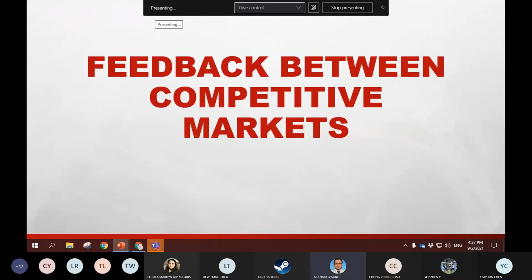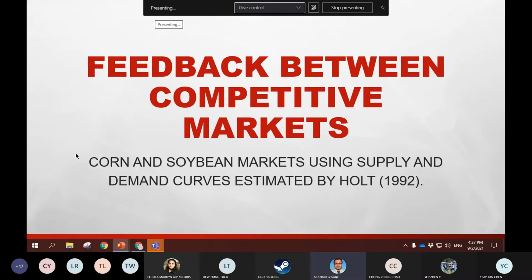So we talk about now a feedback between competitive markets. And here we are going to take this example from what we call Holt 1992, where he explained the relationship between two markets, which is corn and soybean.